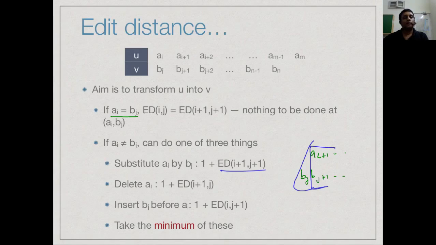And finally, the last thing which I could have done is to introduce this bj at the beginning. So now this means that these two things now match up. So now I have to look at i onwards and bj plus 1 onwards. And whichever of these three requires the minimum work overall is the one I want. So I want to take 1 plus the solution for i plus 1, j plus 1, or 1 plus the solution for i plus 1, j, or 1 plus the solution for i, j plus 1, and take the minimum of these three.